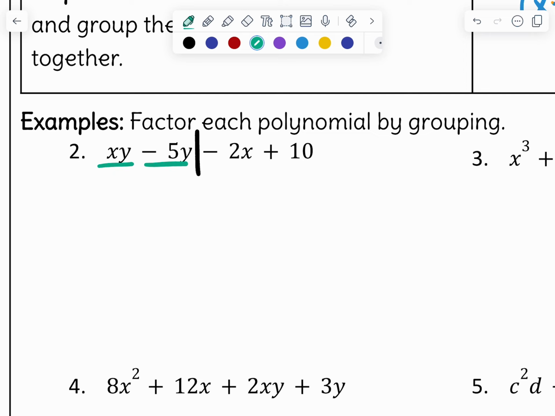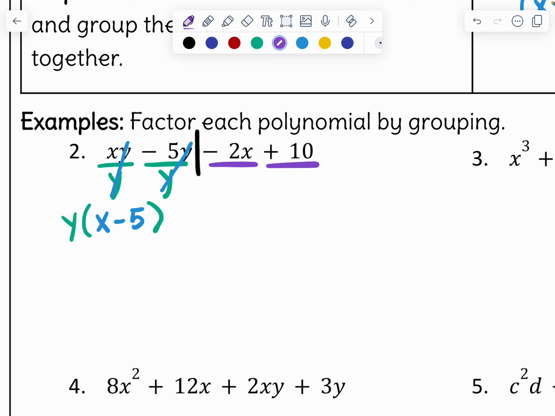The greatest common factor for xy and -5y is just y. That's what they have in common. So we're going to factor out y and divide. So y is going to cancel out. So we're left with just x, and then y cancels out here, minus 5.